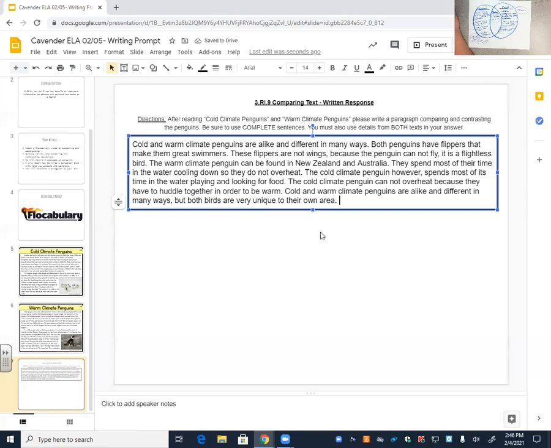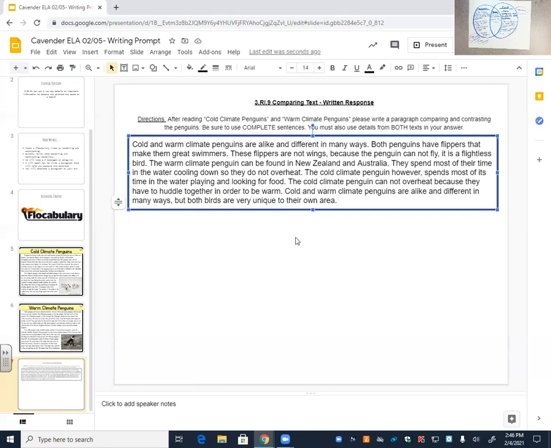All right, and now I'm just going to go back and reread it to make sure my paragraph makes sense, and I'm going to check to make sure that I have written in complete sentences. Remember, a complete sentence has a capital letter at the beginning and a period at the end. So I'm going to go back and read it.